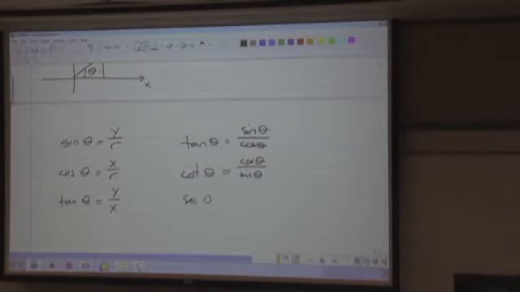Secant of theta is one over cosine of theta. And cosecant of theta is 1 over sine of theta. Does that make any sense? Okay.